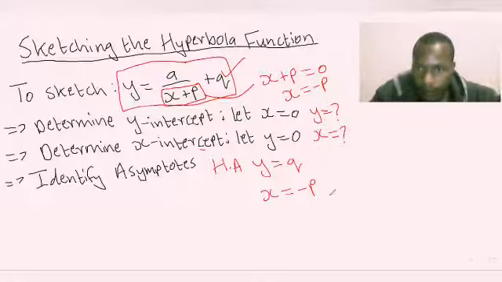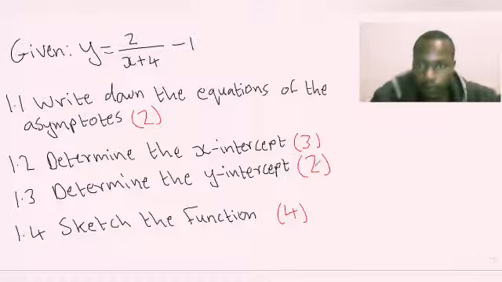Now I want us to try to sketch the function. I've prepared a few questions here for us to go through. We've been given the hyperbola function, y equals 2 divided by x plus 4, minus 1. The first question, 1.1, wants us to write down the equations of the asymptotes.